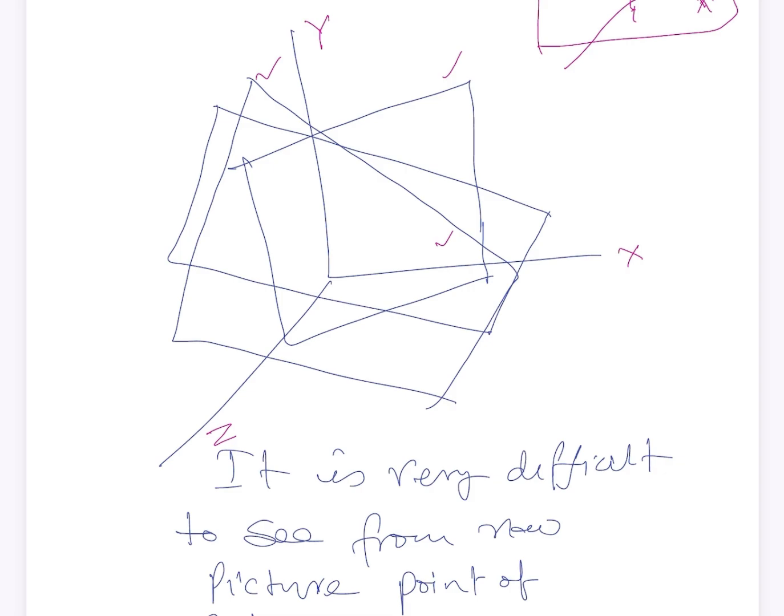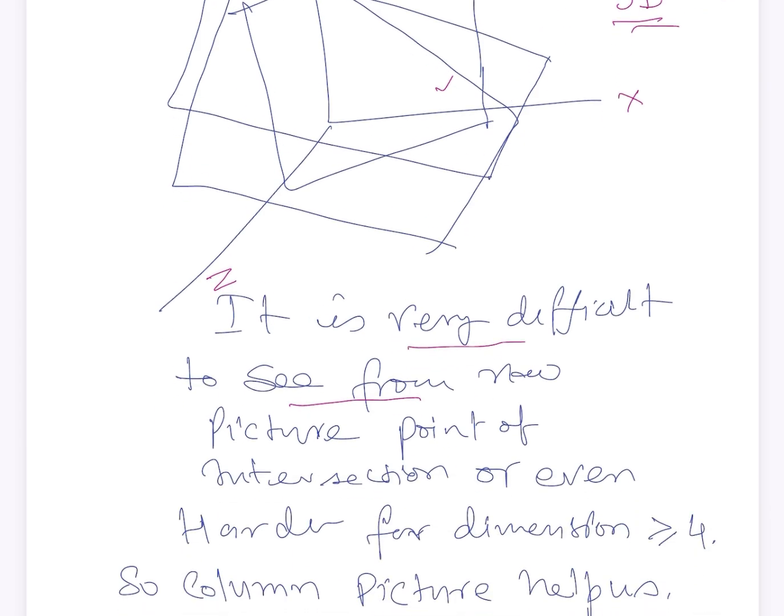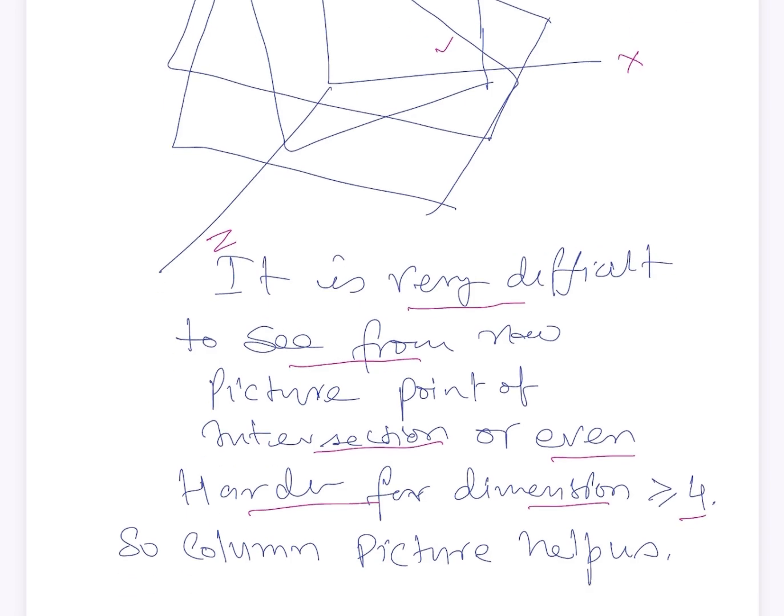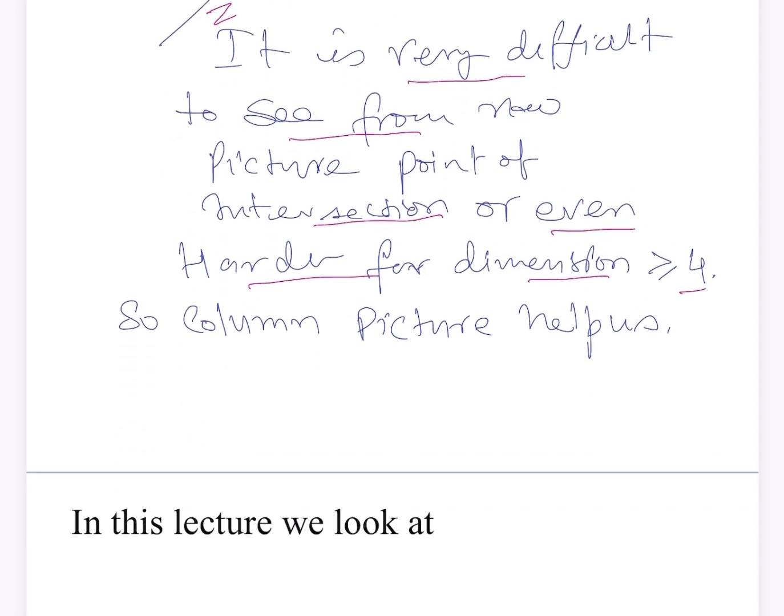Let's say this is for 3 dimensions, or 4 dimensions or more and more. It's very difficult to see the intersection from the row picture, and even harder for dimensions greater than or equal to 4. In that case, the column picture helps us a lot.